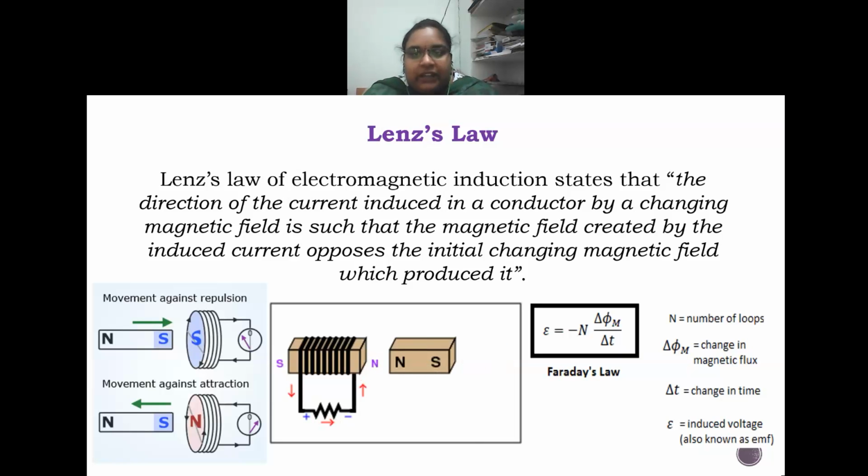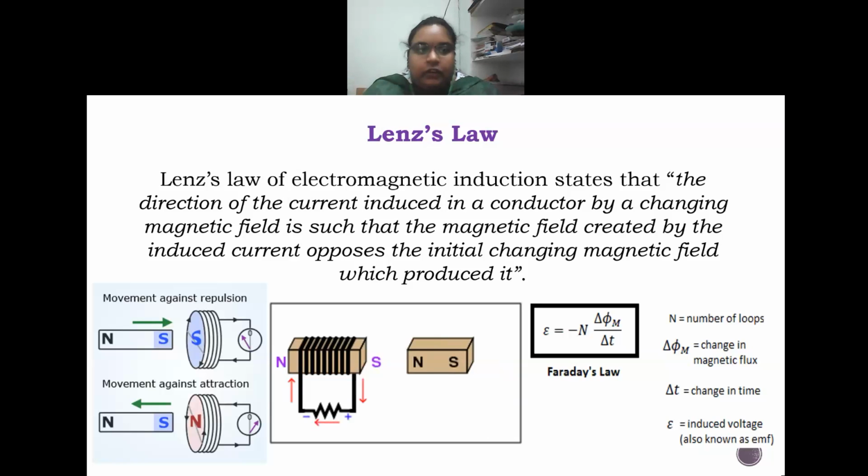Lenz law of electromagnetic induction states that the direction of the current induced in a conductor by a changing magnetic field is such that the magnetic field created by the induced current opposes the initial changing magnetic field which produced it. So basically, this is like Newton's third law. Every action has an equal and opposite reaction. So always the reaction will be opposite to the original action. That is Newton's third law, right?